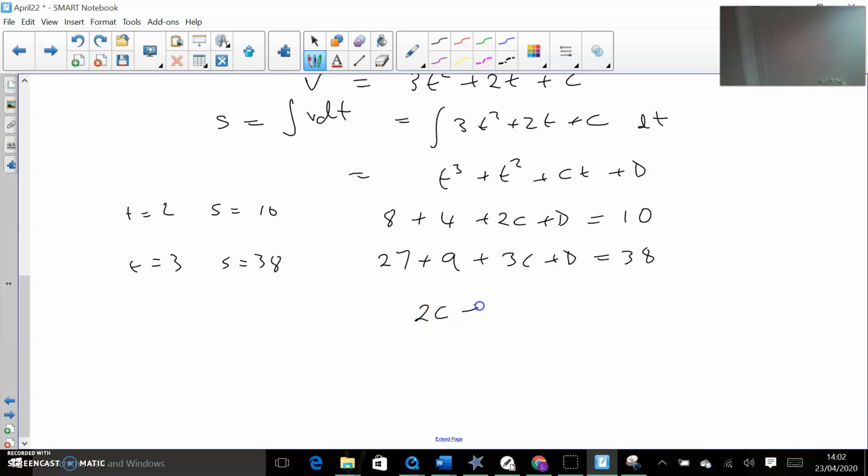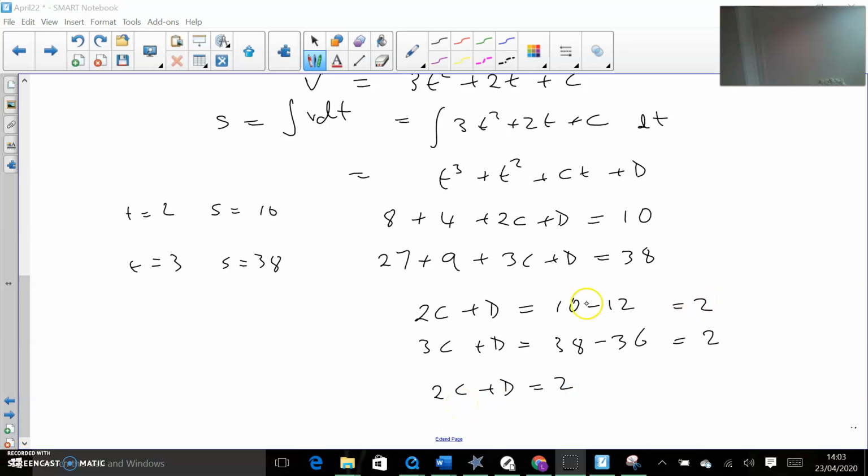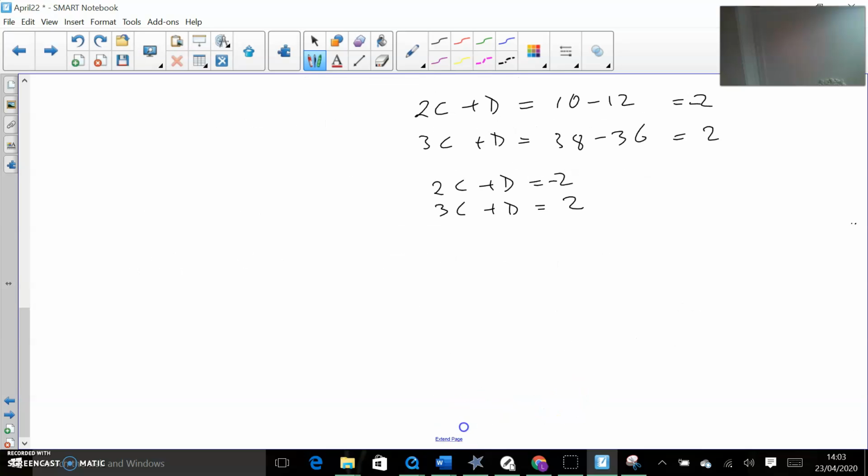So I could make 2c plus d equals 10 minus 12. And I've got 3c plus d equals, well, I've got 36 plus 3c plus d. So that equals 38 minus 36. So that is 2, and that is 2 also. So we've got 2c plus d equals 2. Oh, yeah, that can't be right. Oh, I should say 10 minus 12 is of course minus 2. So that's minus 2. And 3c plus d is equal to plus 2.